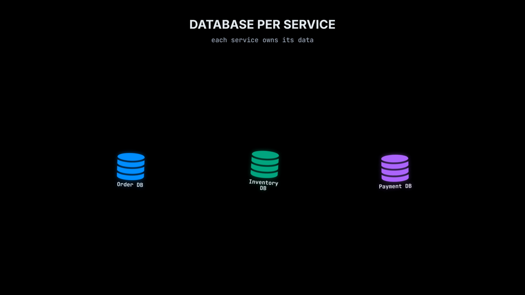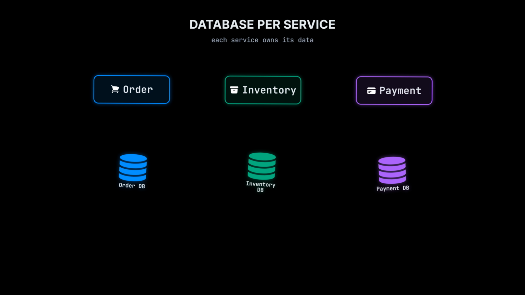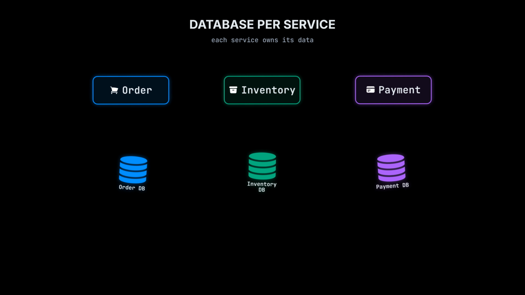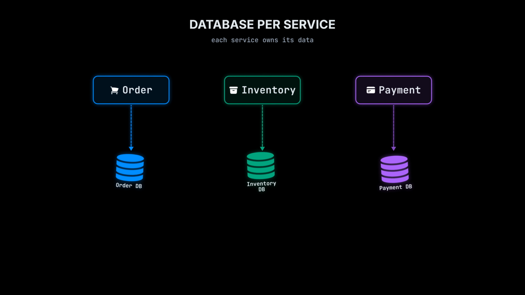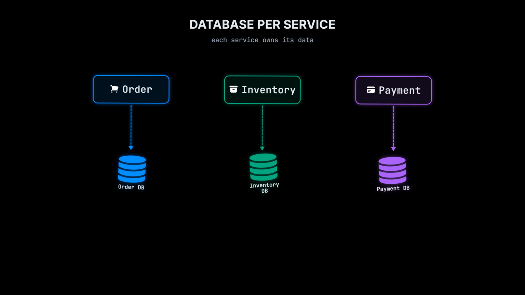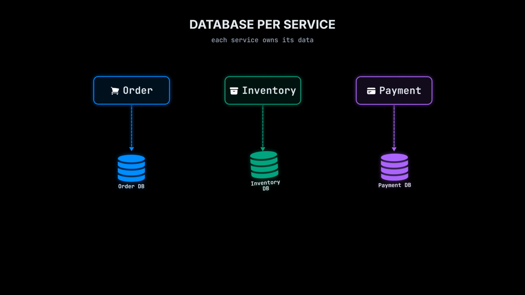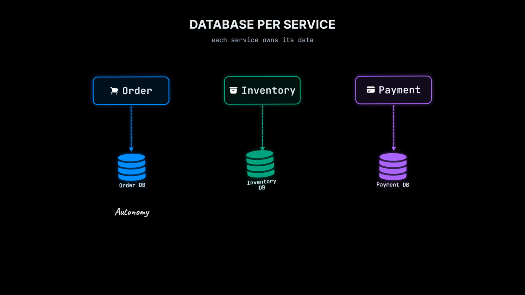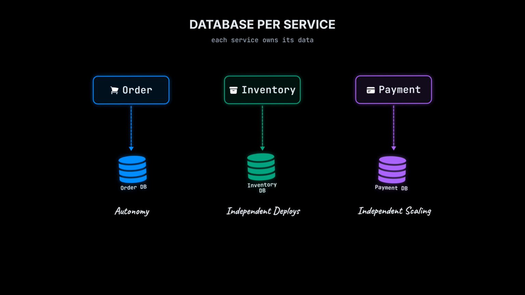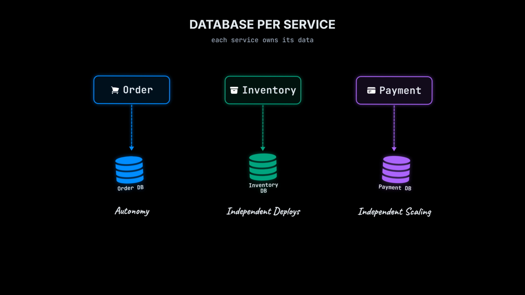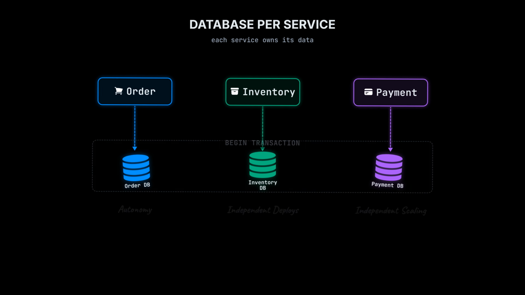So we move to microservices and we adopt what's called the database per service pattern. Every service gets its own private database. Order service has its own order DB, inventory service has its own inventory DB, payment service has its own payment DB. Nobody reaches into anybody else's data. And this is actually a really good design. Each service is fully autonomous, teams can deploy independently, and you can scale just the payment service during a sale without touching anything else. But we paid a price.